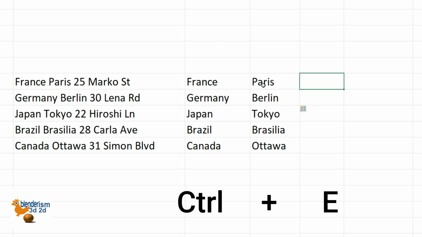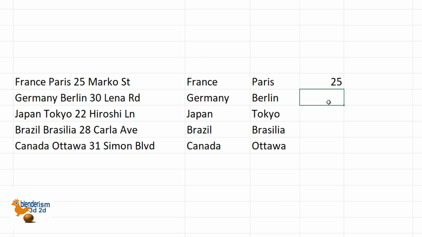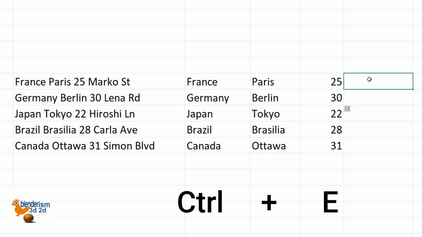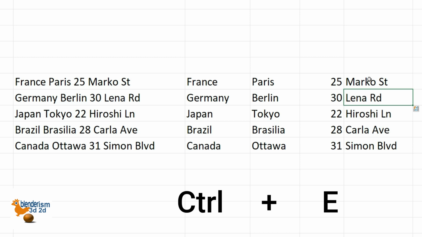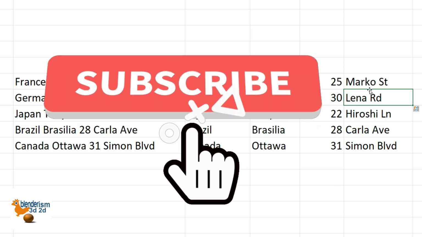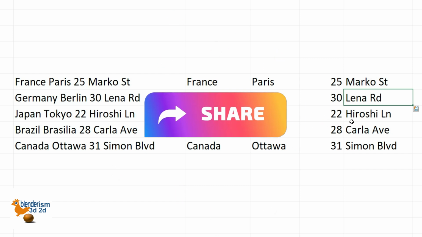That's it. Then go to the third cell and write the next word. Go to the cell under it and press Ctrl E. That's it. Then go to the fourth cell and write the last part of the cell. Go to the cell under it and press Ctrl E. That's it. That's all.